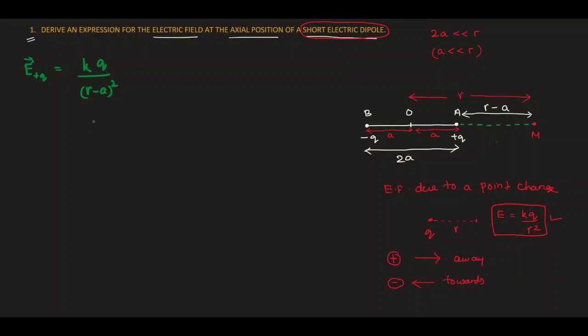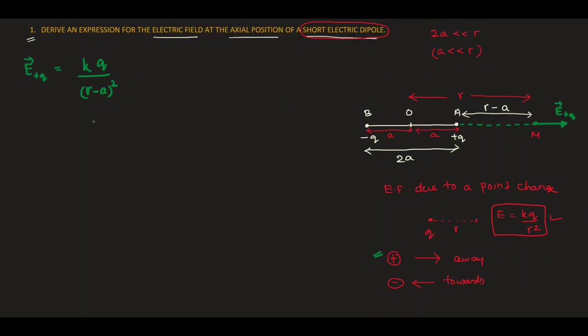But as you know that electric field is a vector quantity, so I must write the direction. I had told you that if you have a positive charge, then the electric field is directed away from the charge. So at the point M, the electric field due to the plus q charge will be directed away from it, meaning towards the right. This is the direction of E plus q vector.